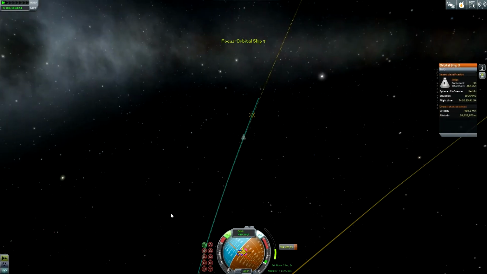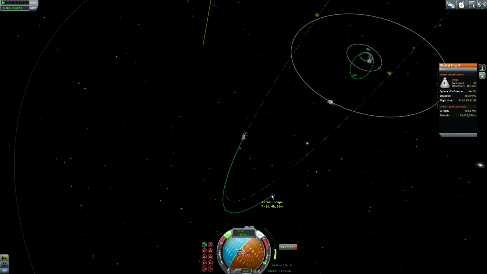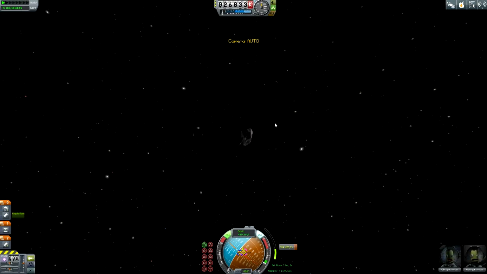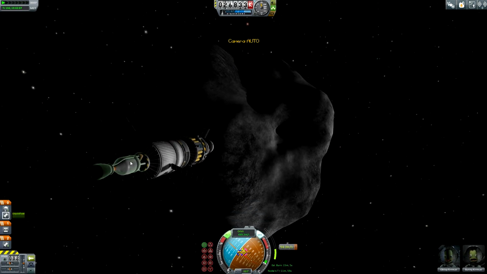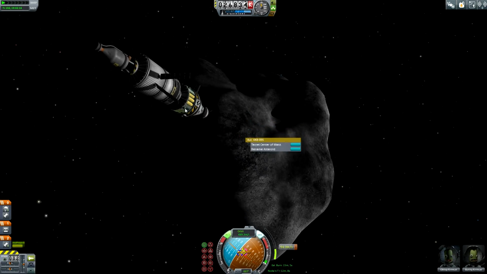So, where are we? We are here. We are now 3 days and 4 hours away from the Kerbal escape. Well, I could use my RCS engines, but I don't think I can shut down the nuclear engine. I can start these engines.